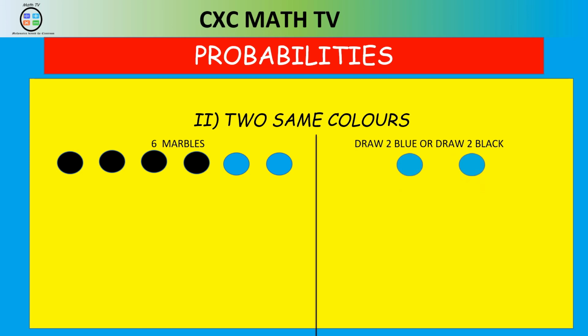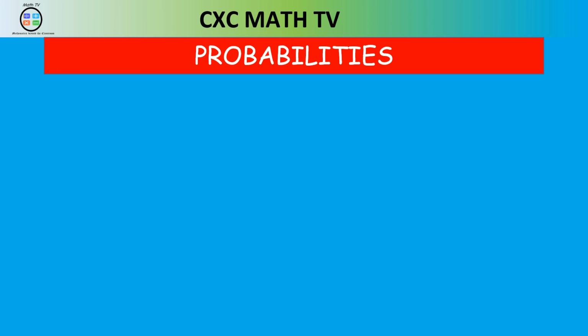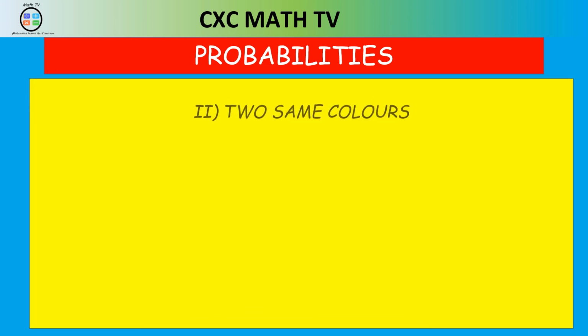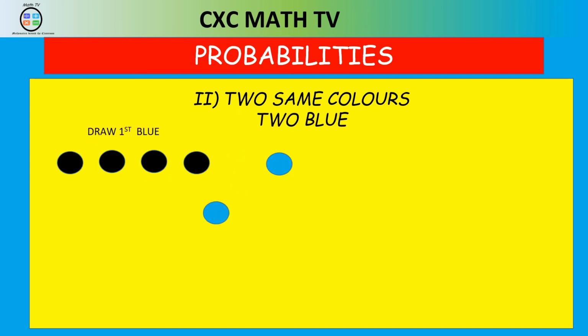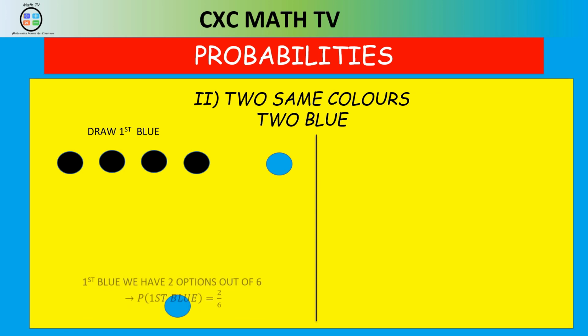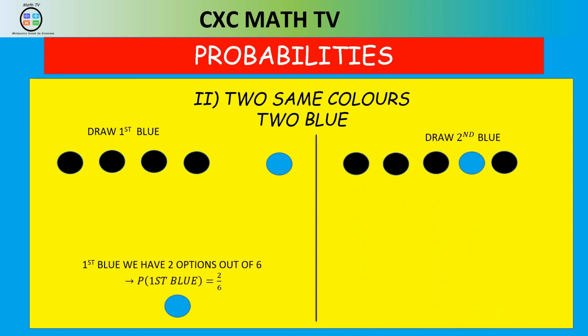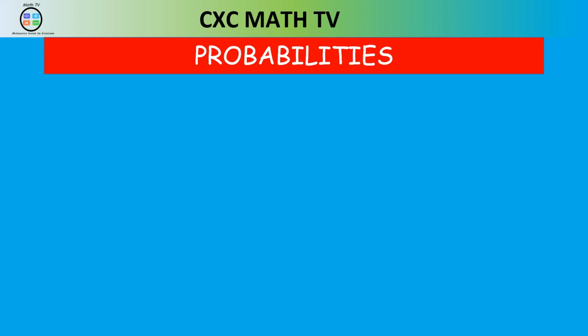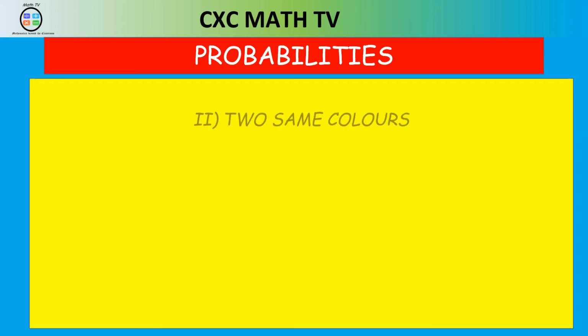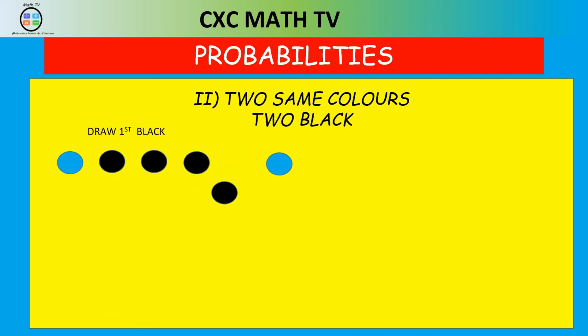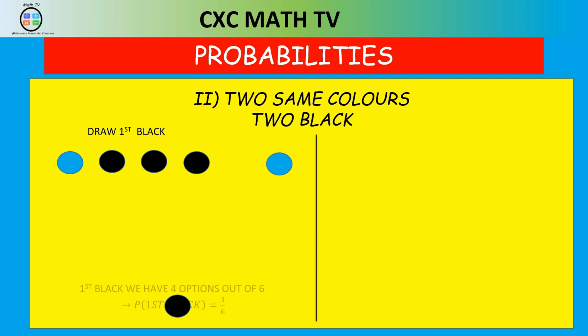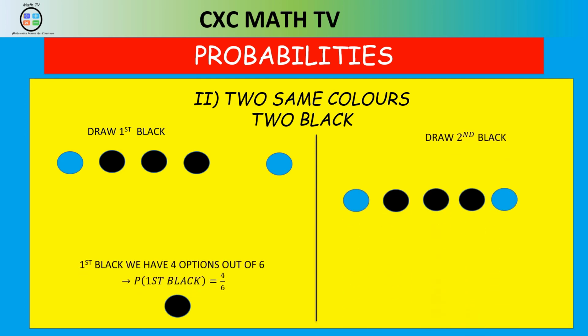Now the probability of getting 2 blue is getting the first blue, 2 out of 6, times the second blue, 1 out of 5, plus the probability of getting 2 black. If you got 2 black, that is 4 out of 6 times 3 out of 5. That works out to be 7 out of 15.